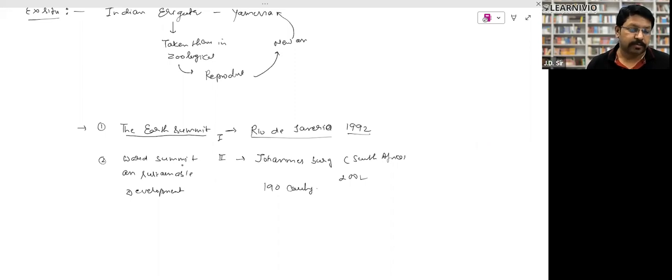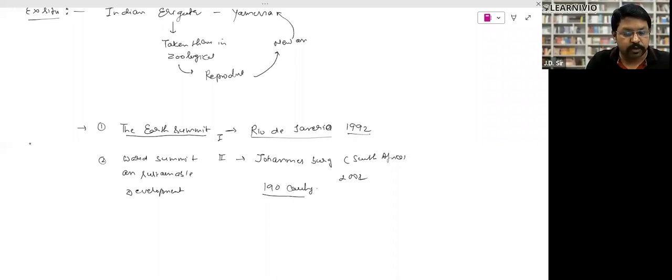Then the second summit was the World Summit on Sustainable Development. That was the second summit. It was conducted in Johannesburg, South Africa, and 190 countries participated. This was organized in 2002, right? So 190 countries participated in this summit. These are the summits which were organized. You have to remember both of these summits.